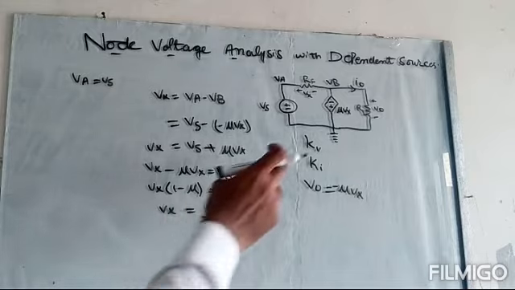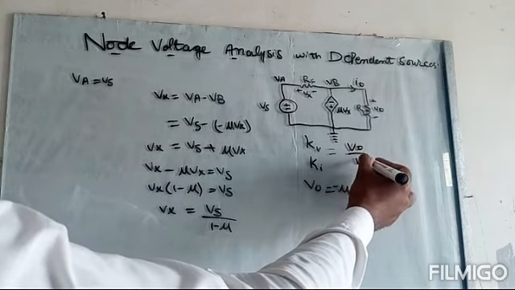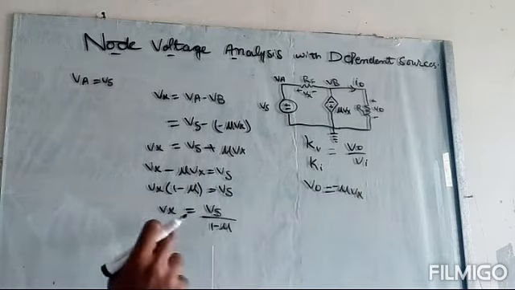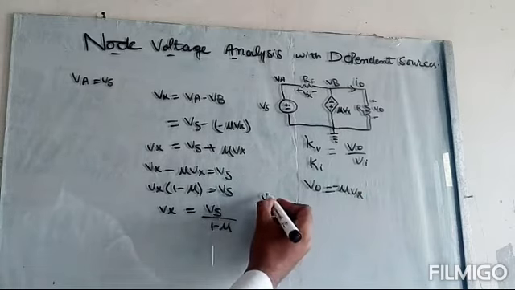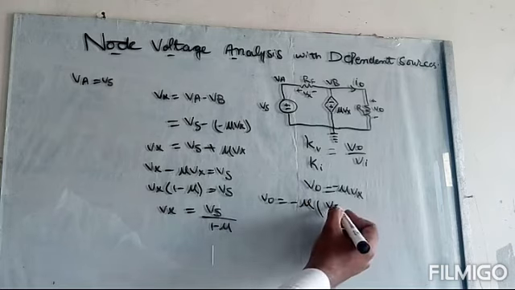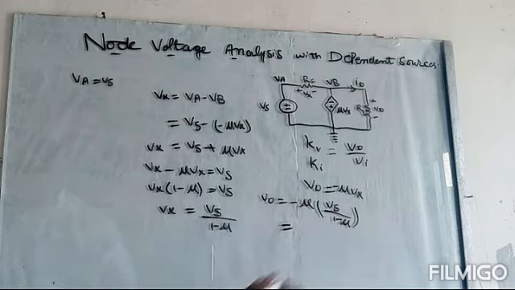For Kv we need V0 over Vin. So V0 is equal to minus mu Vx. We will put the value of Vx in this equation. So V0 is equal to minus mu Vx, where Vx is Vs over 1 minus mu. So it will become minus mu Vs over 1 minus mu.